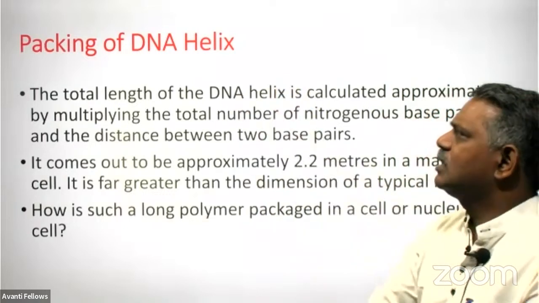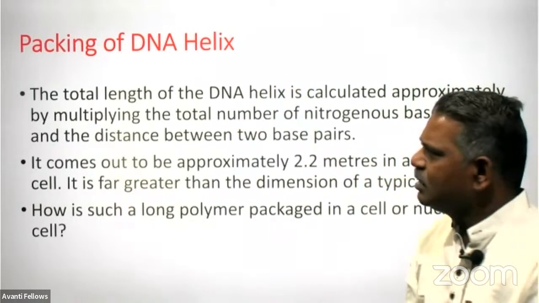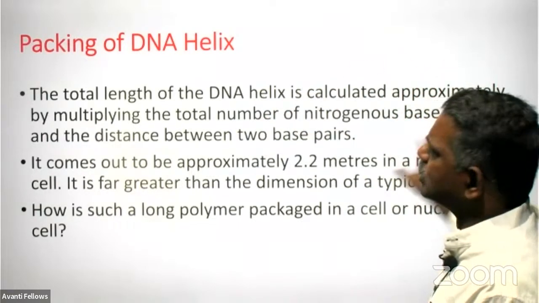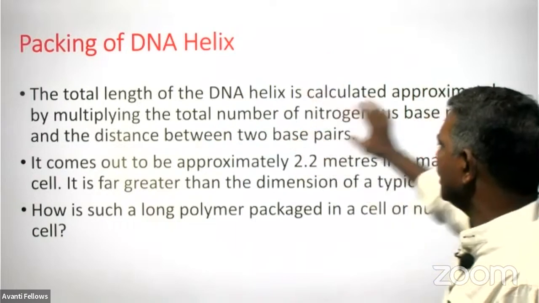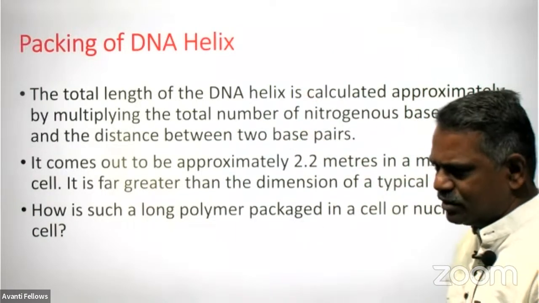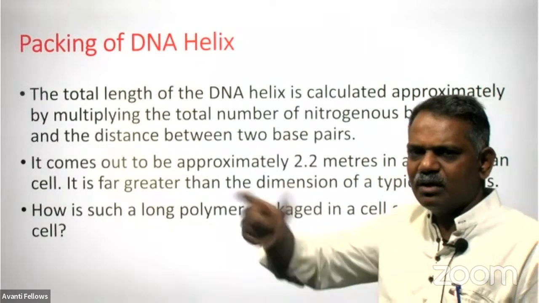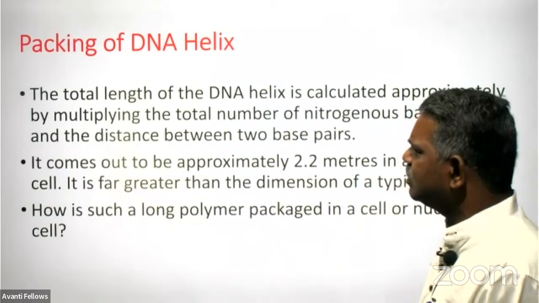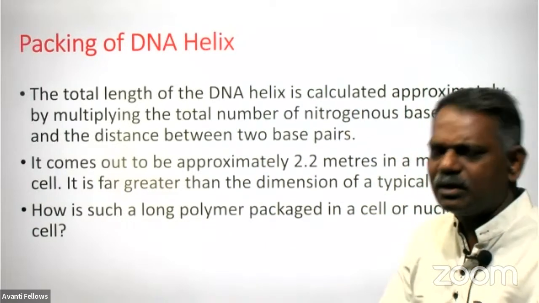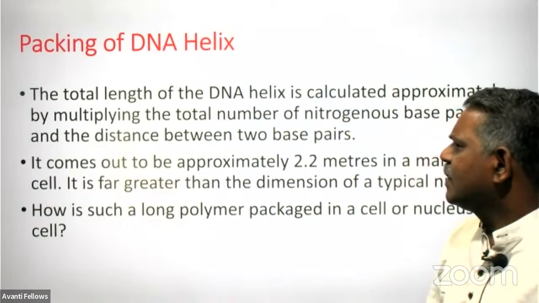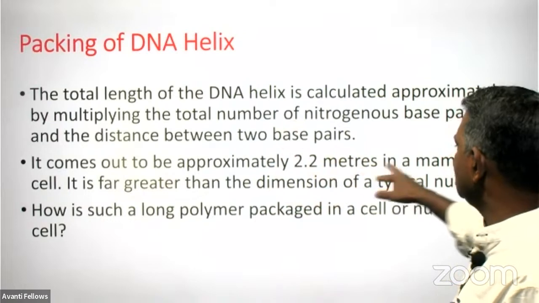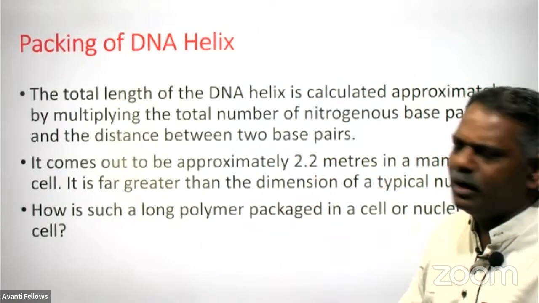That only we call as the packing of the DNA helix. The total length of the DNA helix is calculated approximately by multiplying the total number of nitrogenous bases and the distance between these two pairs. We already discussed the pitch and pitch length are distance between the nitrogenous bases. So if we get the total number of nitrogenous bases in DNA, we will be able to calculate the total length in nanometer. Then it comes out to approximately 2.2 meter in a mammalian cell, including human beings.